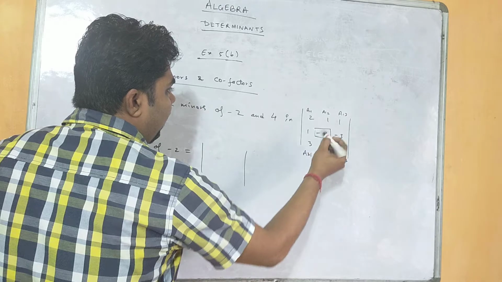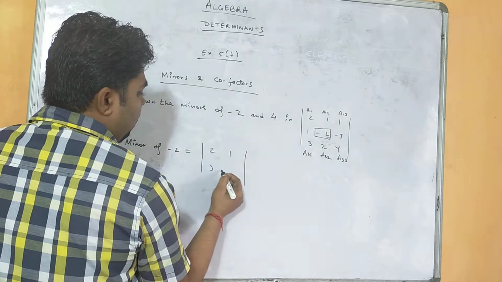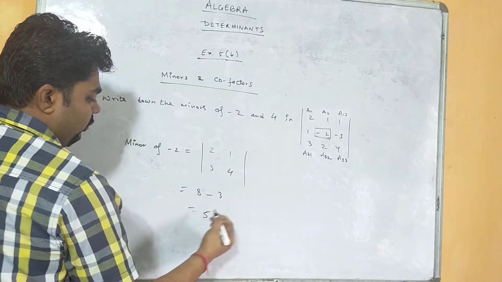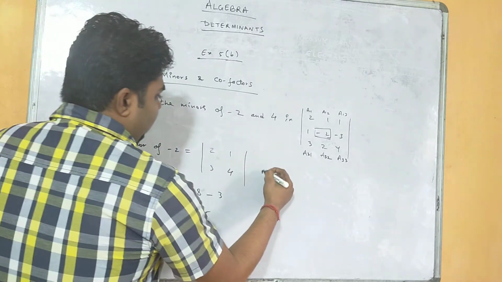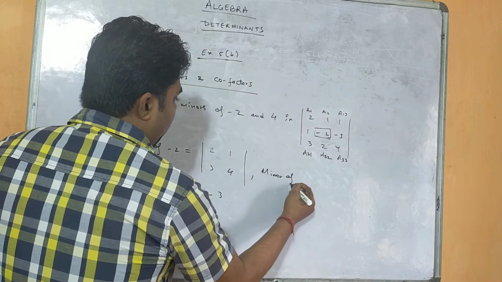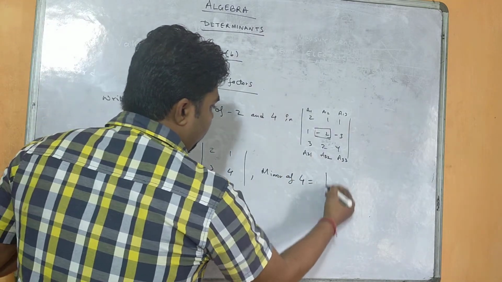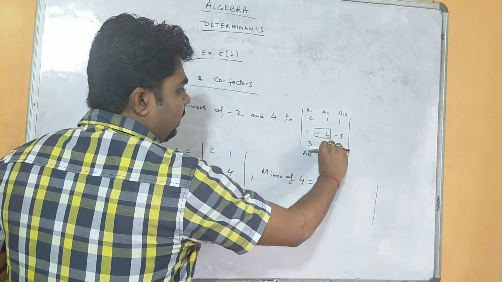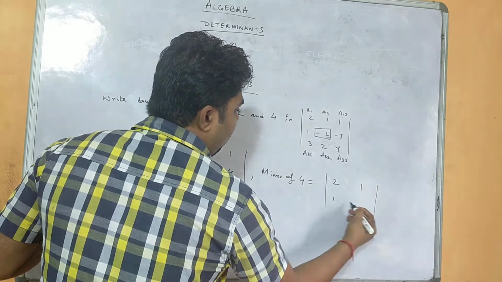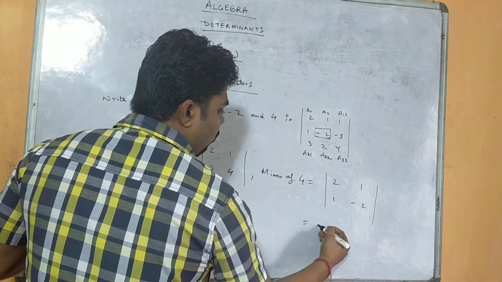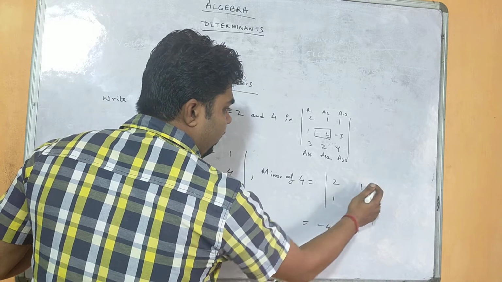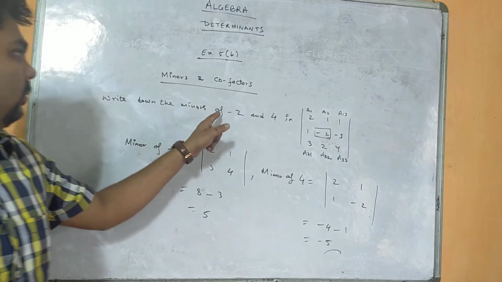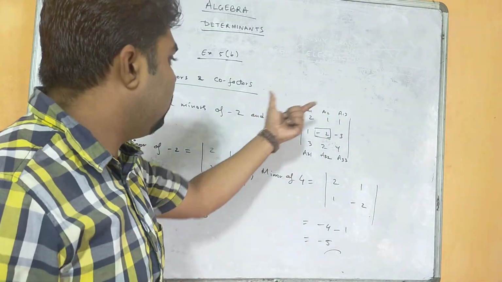Row and column will be hidden, divided 2 1 3 4. That means 4 times 2 is 8, minus 3 times 1, 3, that is 5. So 5 is the answer, for -2. Similarly, the minor of 4. When I say minor of 4, you need to hide the 4 element, the corresponding column and corresponding row. So you will get 2 1 1 minus 2. So -2 times 2 is -4, minus 1 times 1, 1, that is -5. So these are the answers for this question, that is -2 and 4 in this determinant.